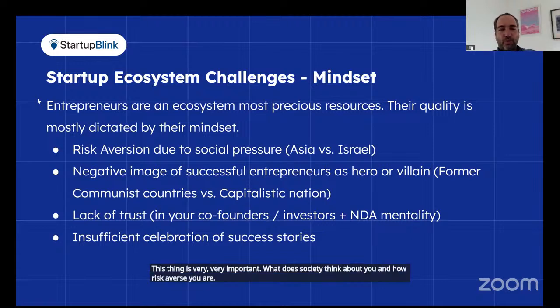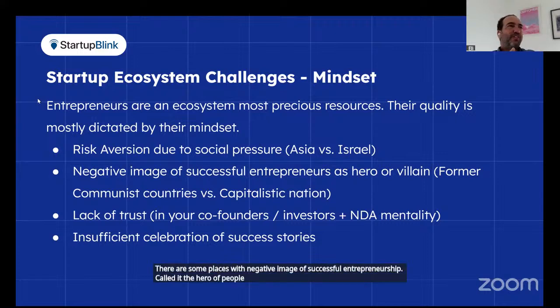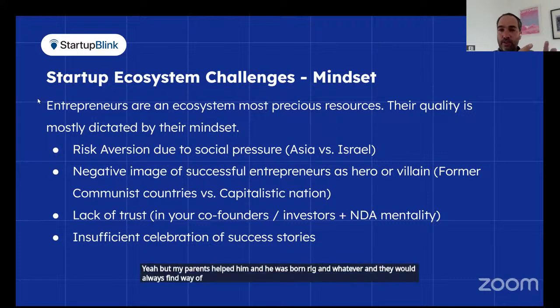There are some places with a negative image of successful entrepreneurs, the heroes of business. So let's say in former communist countries, I notice whenever I go there that when I'm talking about someone that built a unicorn or the most successful startup in the ecosystem, people would say, yeah, but his parents helped him and he was born rich and whatever, and they would always find a way of showing why someone is successful by tricking the system.